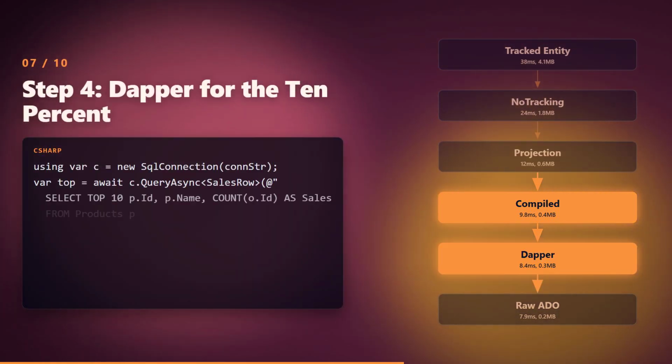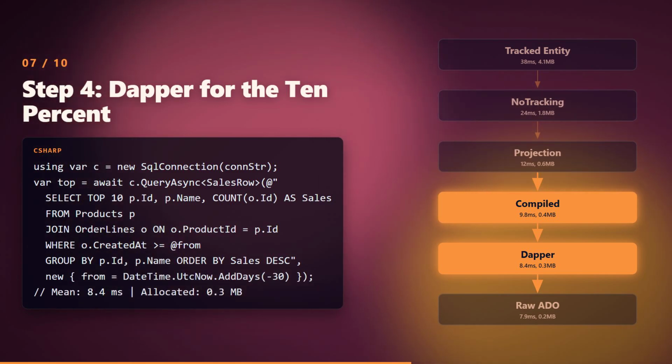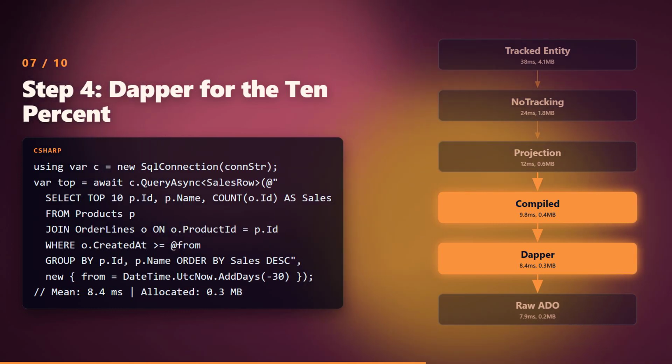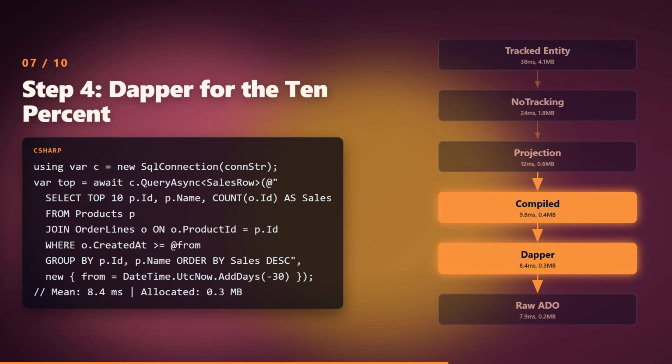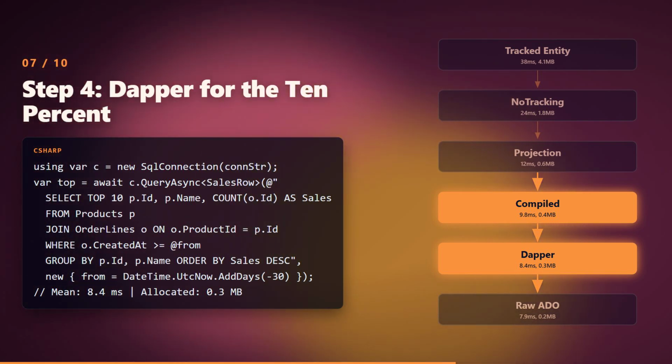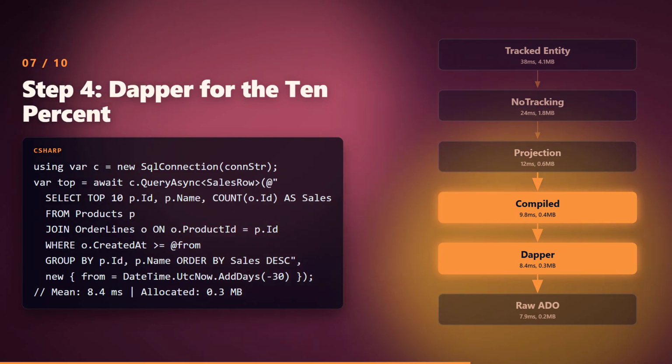When every millisecond counts, drop to Dapper. Hand-tuned SQL, direct row hydration, no change tracker. 9.8 becomes 8.4. For reports, dashboards, aggregations, and the customer 360 endpoint where one round trip returns 5 result sets.